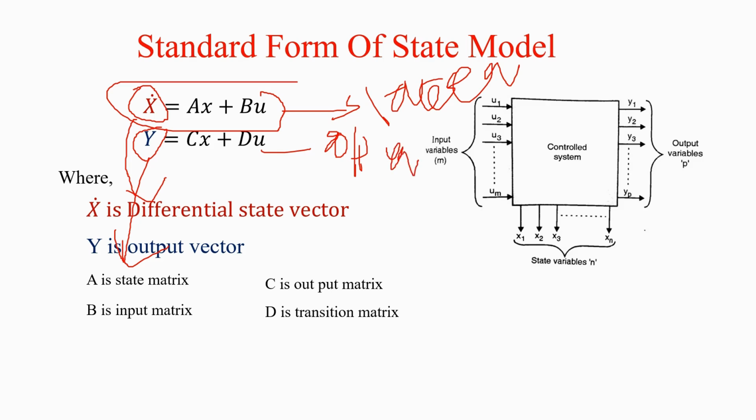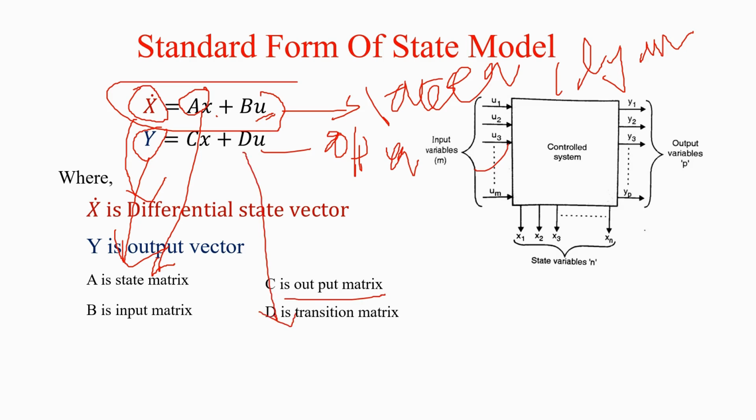This x dot equals Ax plus Bu is the state equation, or we can call it the dynamic equation. A is the state matrix, x is the state variables, B is the input matrix, and u is the input variables. C is the output matrix, and D is the transition matrix.